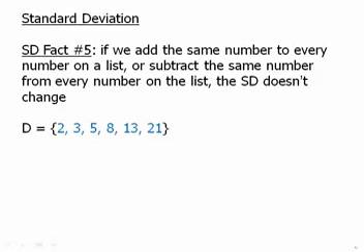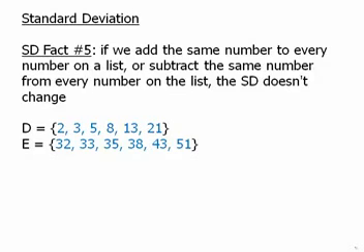Similarly, let's start with this. Now, this is an asymmetrical set. Notice the steps between the numbers. From 2 to 3 is 1, from 3 to 5 is 2, from 5 to 8 is 3, from 8 to 13 is 5, and from 13 to 21 is 8. So the steps are 1, 2, 3, 5, and 8. Set E, all we've done is we've added 30 to every number on the list. So the spacings are still exactly the same, so this has the same standard deviation.